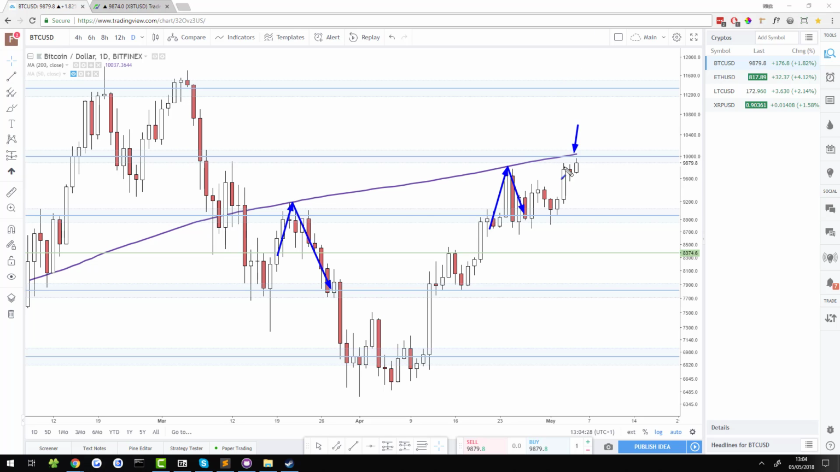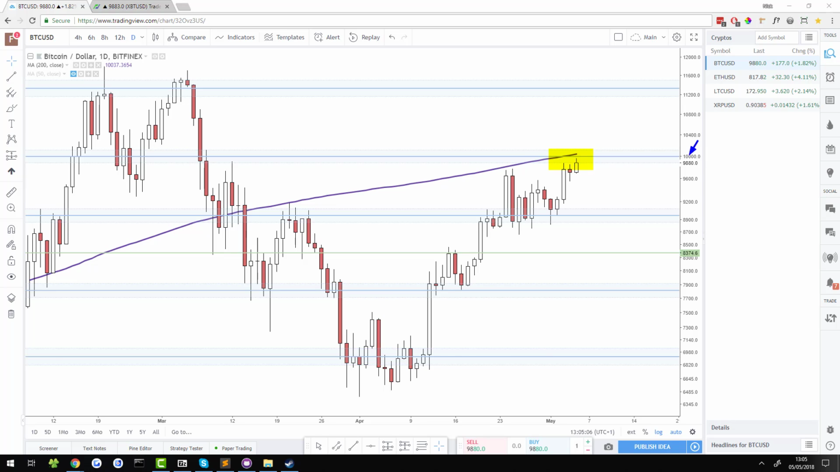Now, when the 200 MA lines up with one of my support resistance areas or a major psychological level like the 10,000 point, then it can become pretty strong resistance. So Bitcoin does have some very strong resistance to deal with right here. Is it going to break through? Well, it could do.